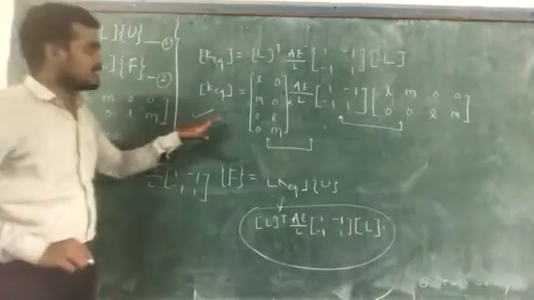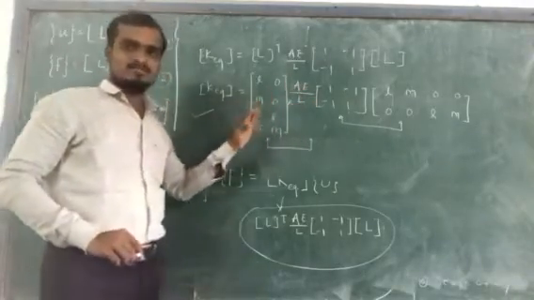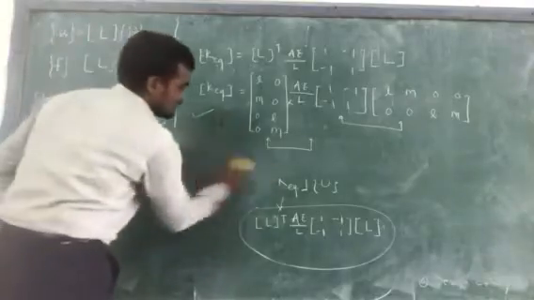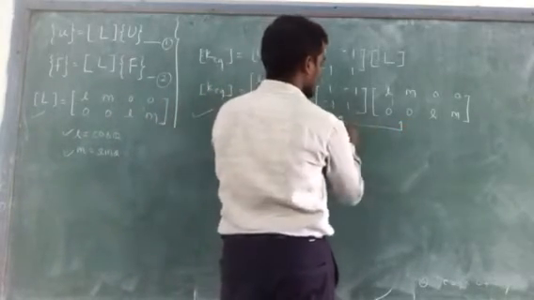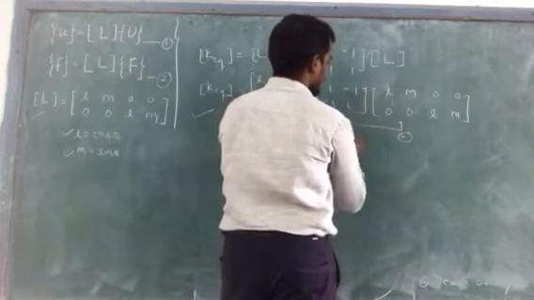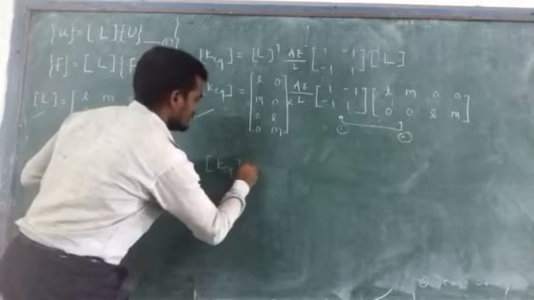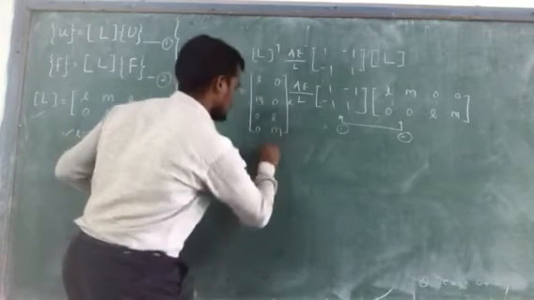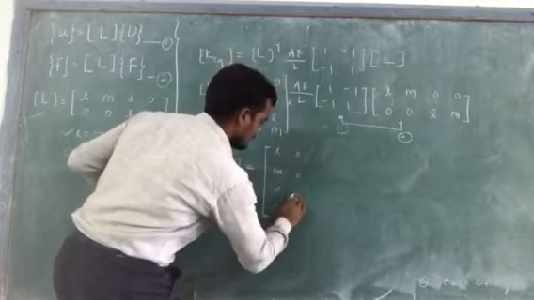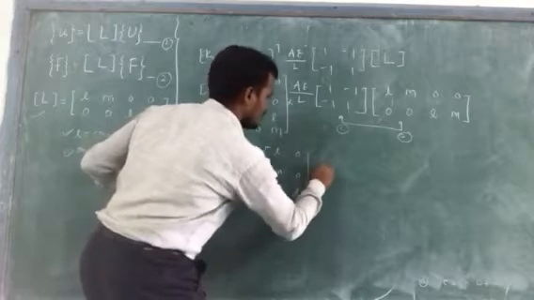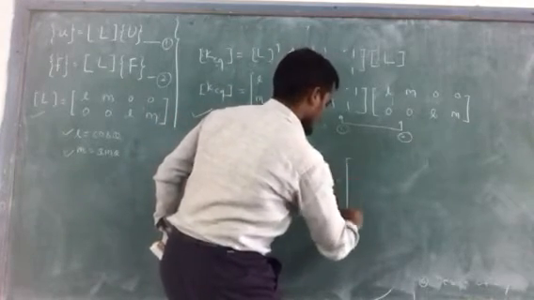In the previous lecture we concluded at this step. Now we will simplify this step and get our elemental stiffness matrix. First we need to multiply these two matrices. This is the first matrix and this is the second matrix. So K equivalent will become the transpose of this L matrix, L 0, M 0, 0 L, 0 M, into A by L into the next matrix. Now the multiplication of these two matrices.